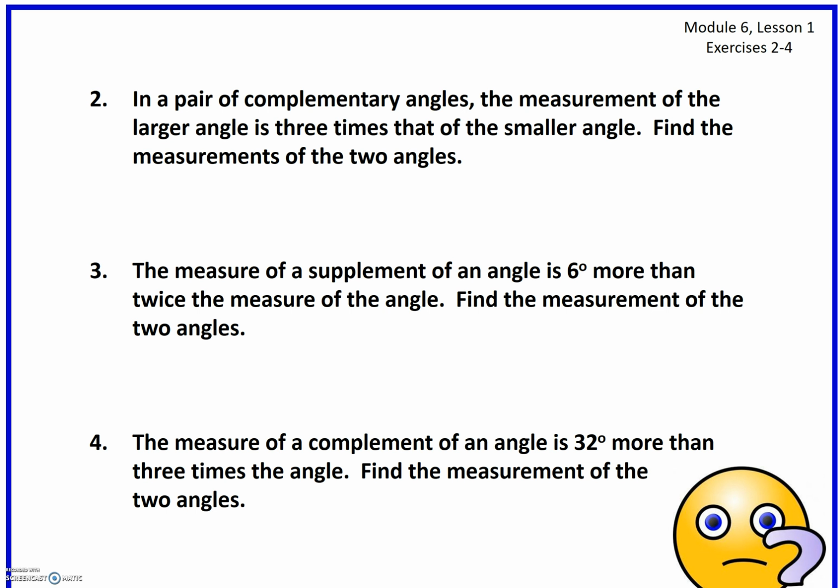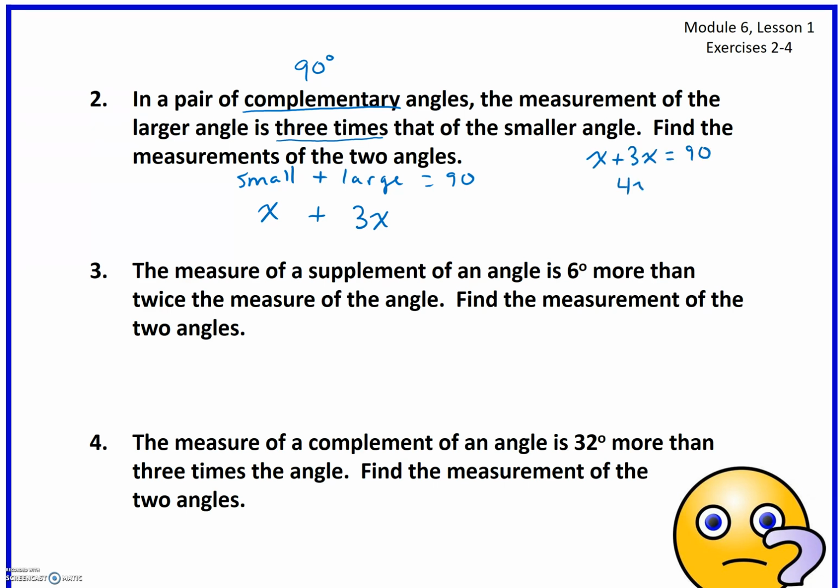Number 2, in a pair of complementary angles adding up to 90 degrees, the measure of the larger angle is 3 times that of the smaller angle. Find the measure of the two angles. We know that the small angle plus the large angle is going to equal 90 degrees. We also know that this larger angle is 3 times the first. So if the first one is x, the second larger one has to be 3x. And we know they add up to 90. So we'll rewrite this up here to give us room to work.